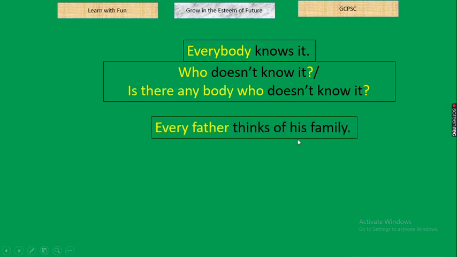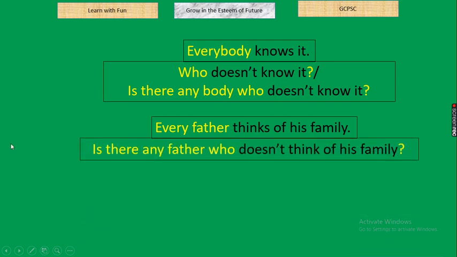Every father thinks of his family. That means every plus noun. What will happen? Is there any father who doesn't think of his family? I'm repeating, every plus noun: is there any noun plus who? If there is a person, we will take who. If there is an object or non-living things, we will write that here. So, every father thinks of his family. Is there any father who doesn't think of his family?